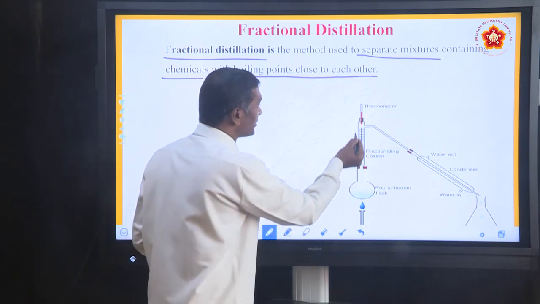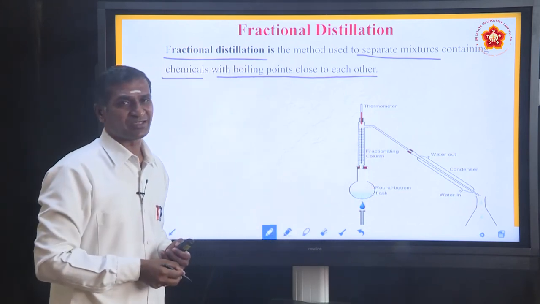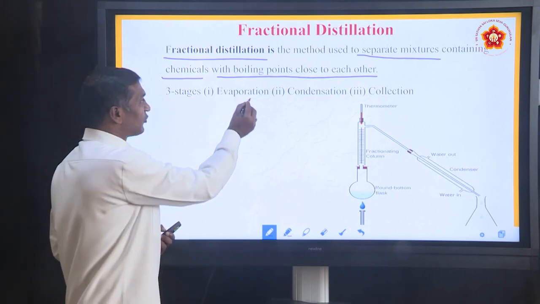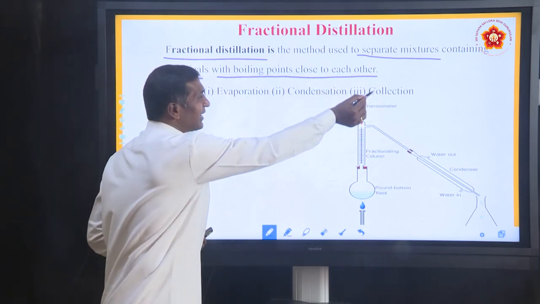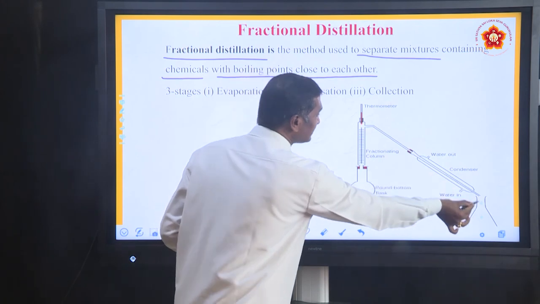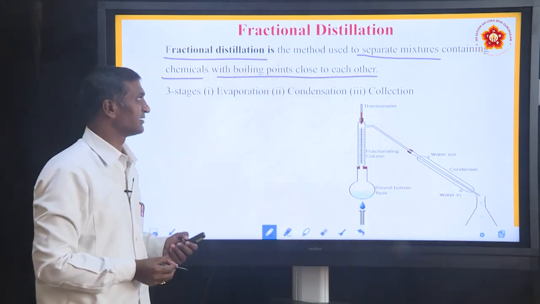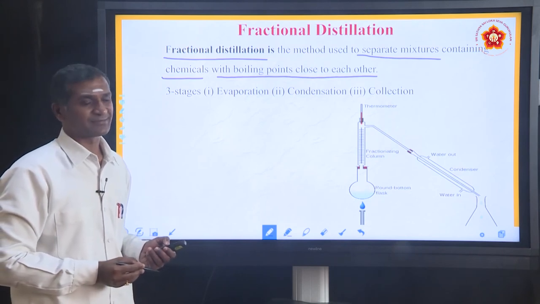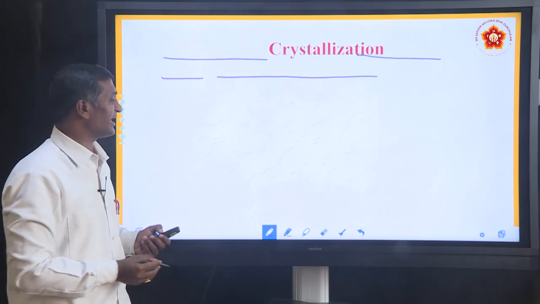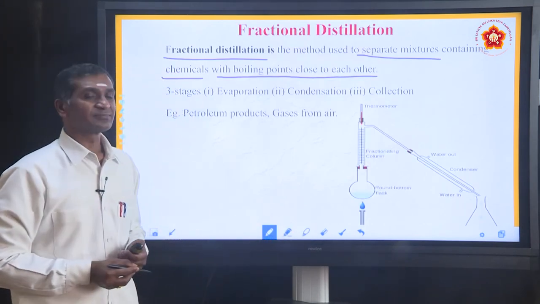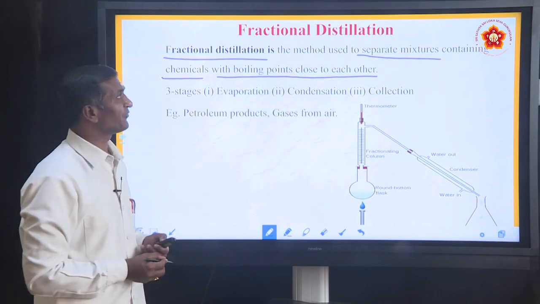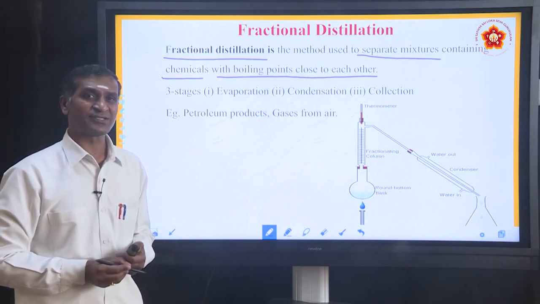And the fractional distillation apparatus setup is what you are observing in the diagram. It has three stages: evaporation, condensation and collection. On heating, evaporation, then condensation, then collection. These are the three stages in the fractional distillation process. Petroleum products, gases from air, and other substances adopt the fractional distillation method to get separated.